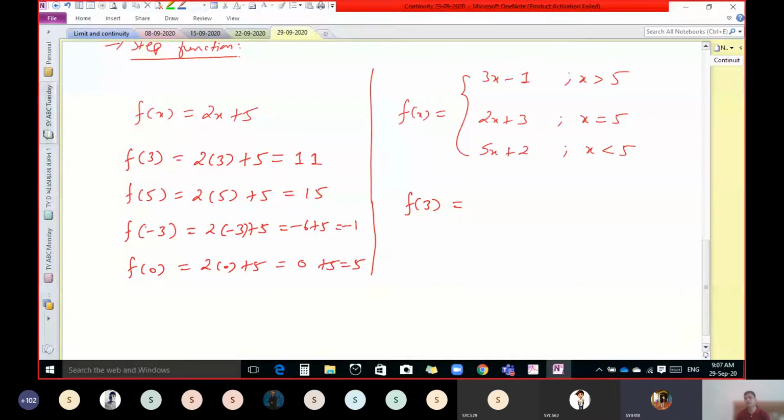What is f of 3 for this? 11. F of 3. 9. Okay, how can you find out the answer? Just tell me.